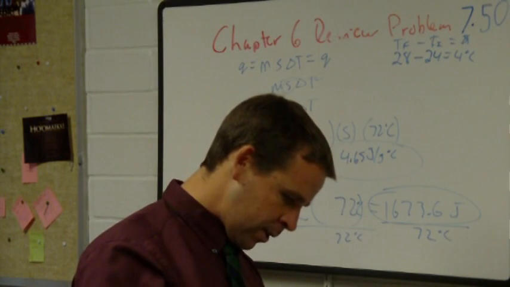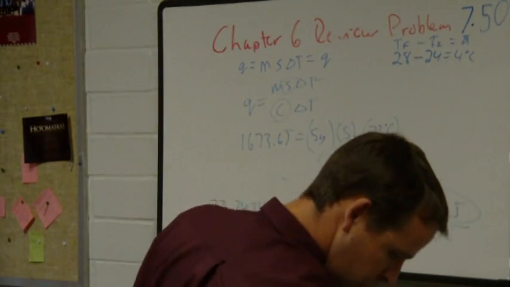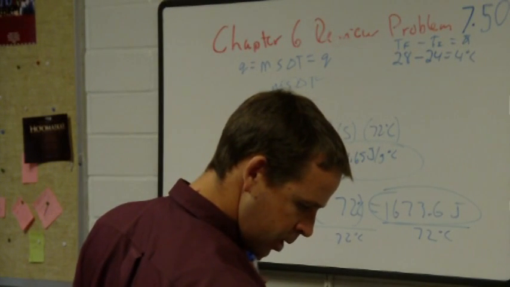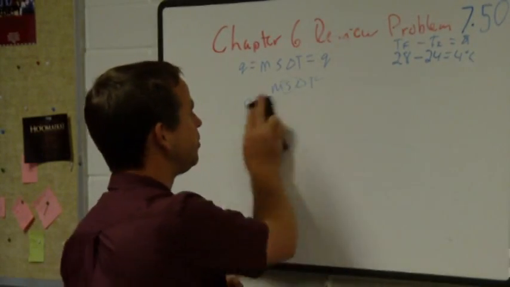All right, 752. Calculate the molar heat capacity of iron in joules per mole degrees Celsius. Its specific heat is 0.4498 joules per gram.